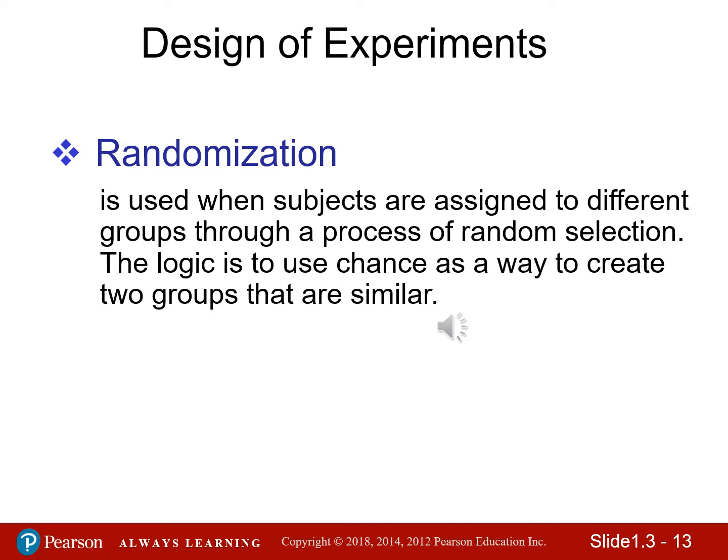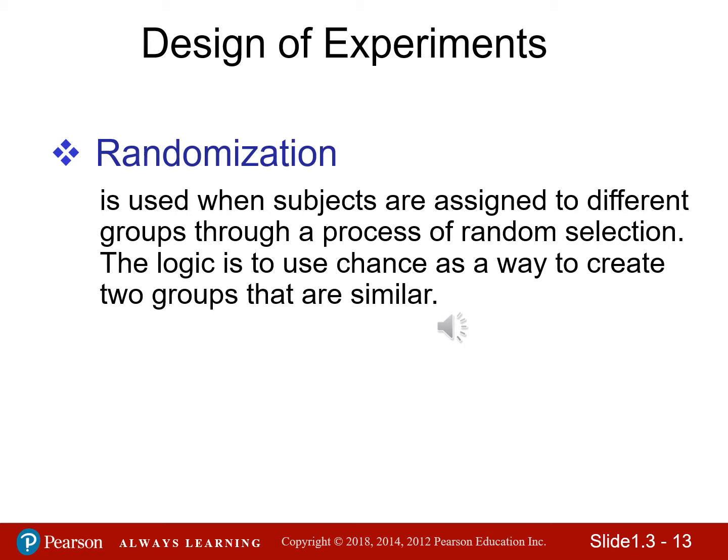Randomization is used when subjects are assigned to different groups through a process of random selection. The logic behind this is to use chance as a means to create two groups that are similar. For example, you might use a simple random sample where participants' names are drawn randomly from a pool where everyone has an equal chance of being chosen. You might also assign treatments randomly to participants by assigning random numbers from a number table.